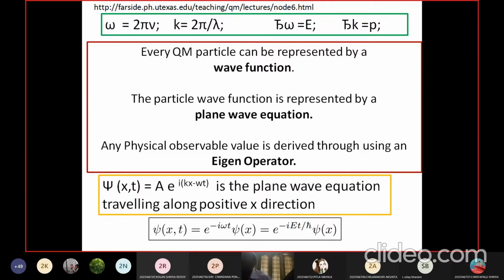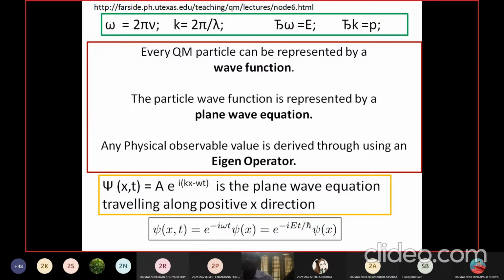In quantum mechanics, every quantum mechanical particle is represented by a wave function. We have seen already that every quantum mechanical particle is represented by a matter wave. If it is represented by a matter wave, then there should be a mathematical function representing that wave, and that is what you call the wave function for that matter wave. It is generally represented by the symbol psi. That's what you see here, the yellow box, psi of x comma t. That psi is your matter wave.